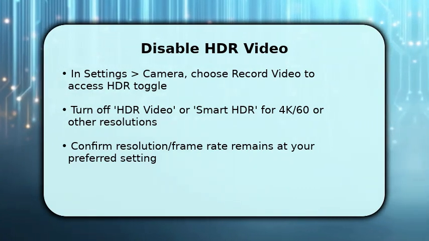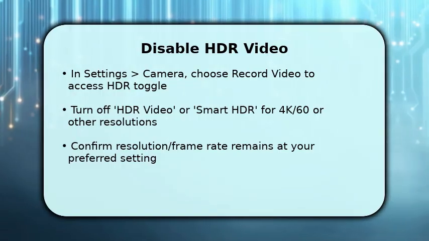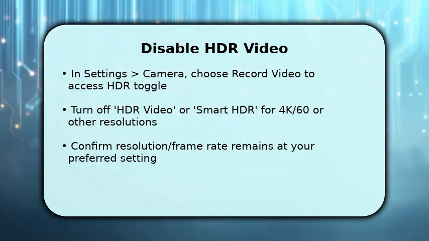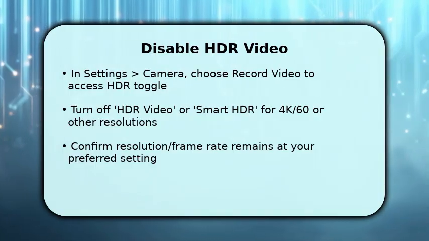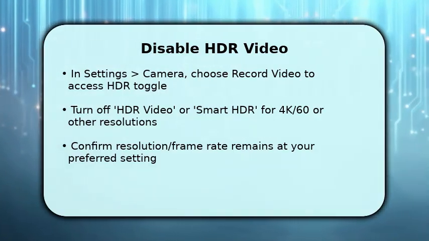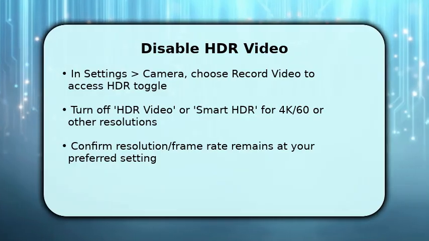You'll see an HDR Video toggle. Switch it off to stop the phone from recording in Dolby Vision HDR. Do this because HDR affects color grading and file compatibility. Turning it off produces standard dynamic range files that are easier to edit.